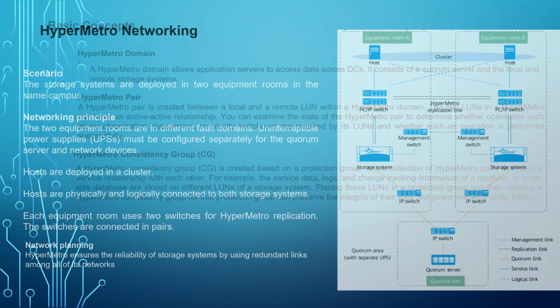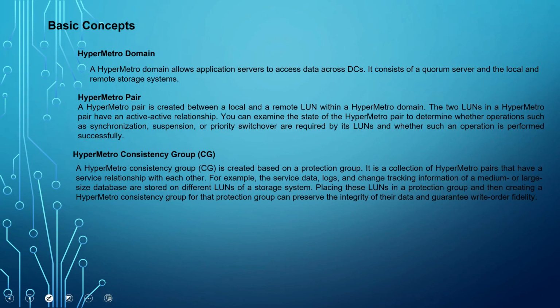So let's see what are the basic concepts of HyperMetro domain. Actually, when you configure a HyperMetro domain, it will allow access across DC, and it has the Quorum server, local and remote storage configuration. Then when you create a HyperMetro domain, you will have to configure the Quorum server and local and remote storage as well. Then there's a HyperMetro pair.